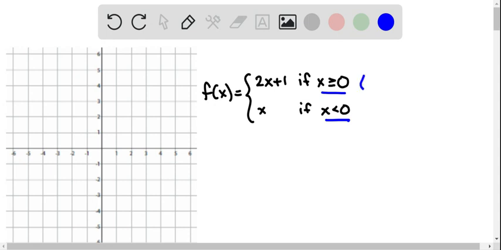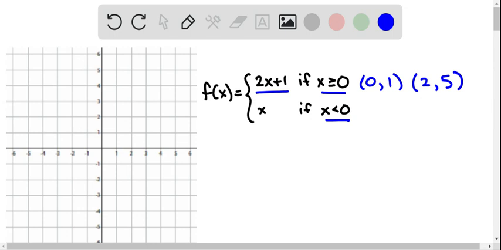So I'm going to substitute 0 into the top piece. So that gives us 2 times 0 plus 1, and that would be 1. And then I'm going to substitute a second number in, and as long as it's greater than 0, you can choose whatever you want. So if I choose 2, then 2 times 2 plus 1 is 5.